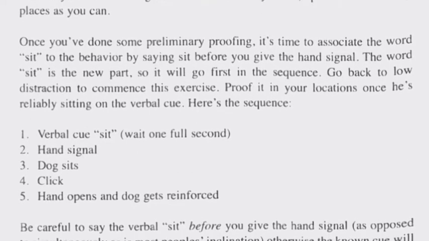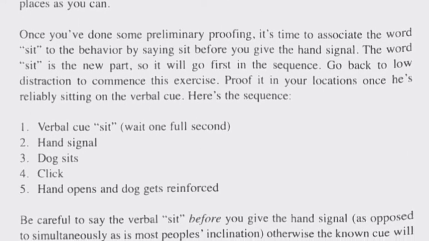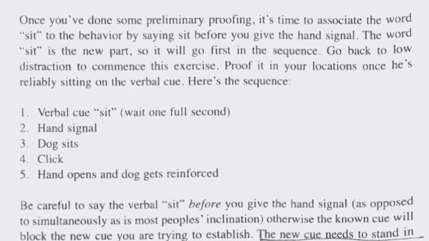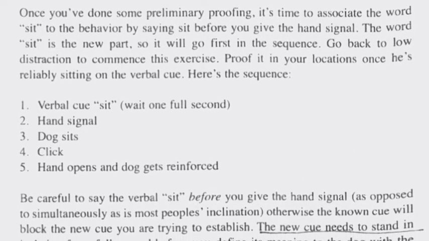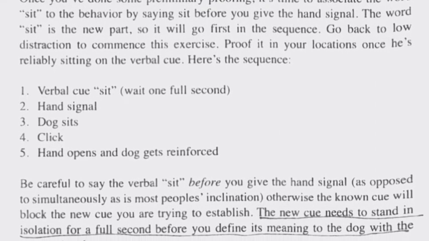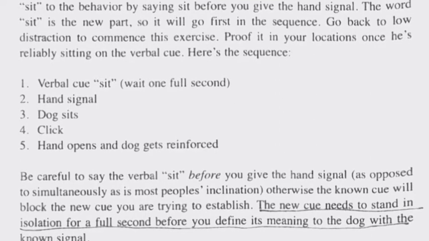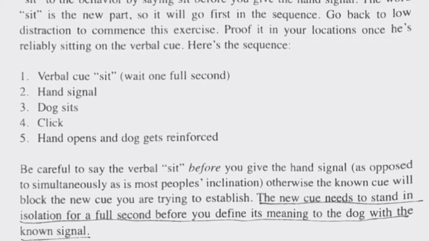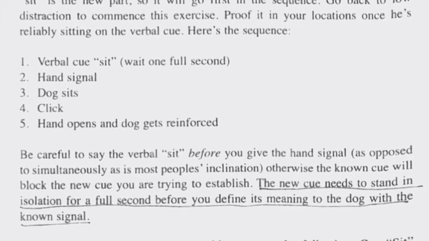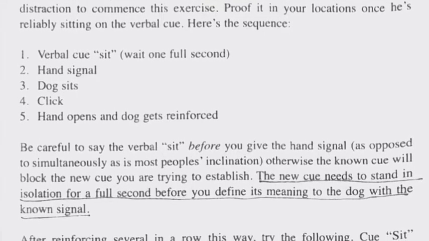Here's the sequence. 1. Verbal cue sit. Wait 1 full second. 2. Hand signal. 3. Dog sits. 4. Click. 5. Hand opens and dog gets reinforced. Be careful to say the verbal sit before you give the hand signal, as opposed to simultaneously, as is most people's inclination. Otherwise, the known cue will block the new cue you are trying to establish.